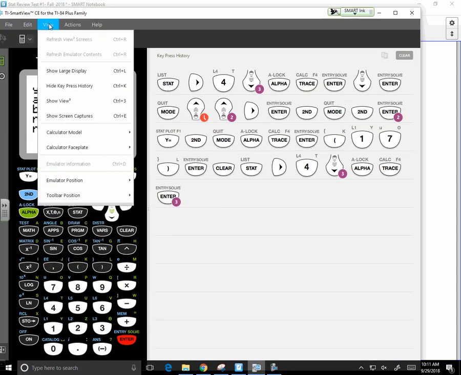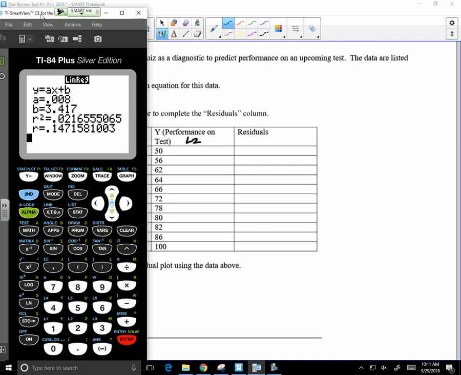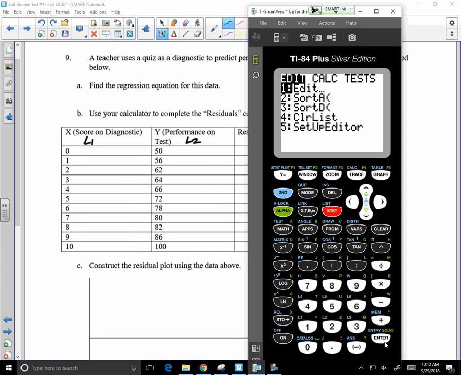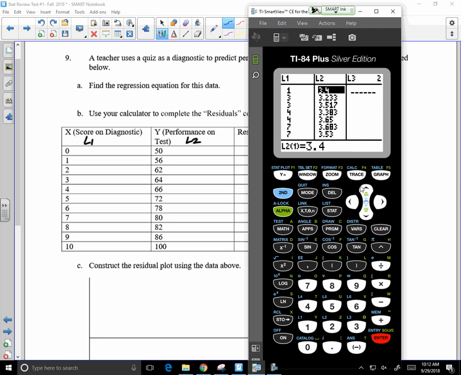So let me get rid of my key press history so I can actually see. So stat, edit. I'm going to clear out L2. So highlight L2, hit clear and enter. And I'm going to highlight L1, hit clear, also enter. And then start typing in some stuff.